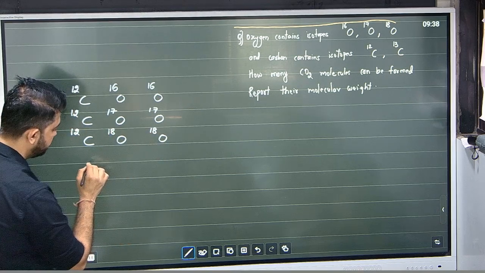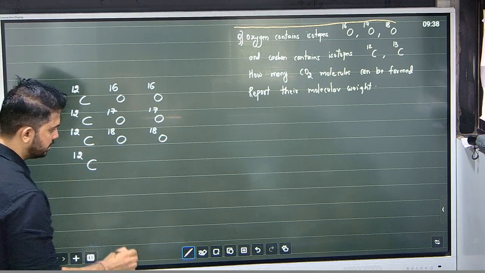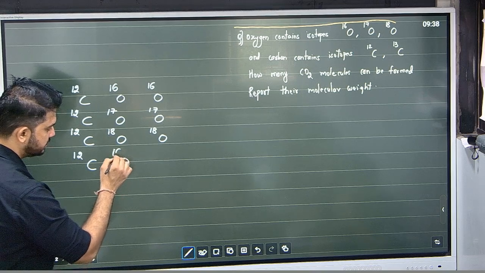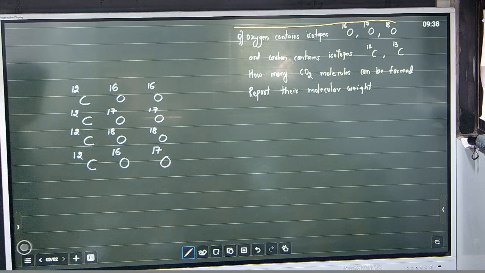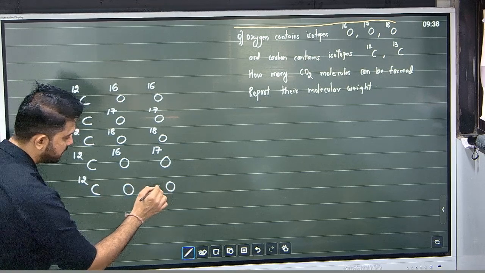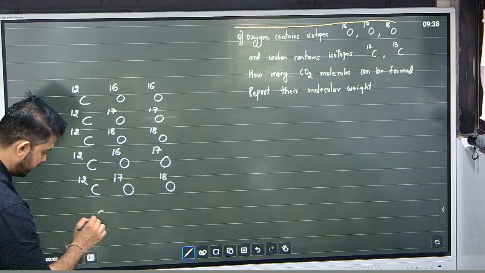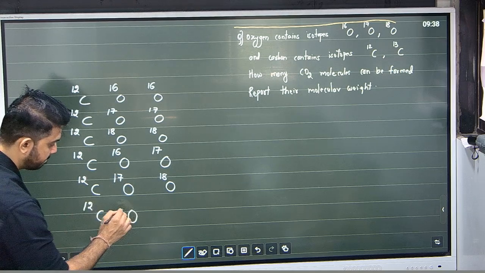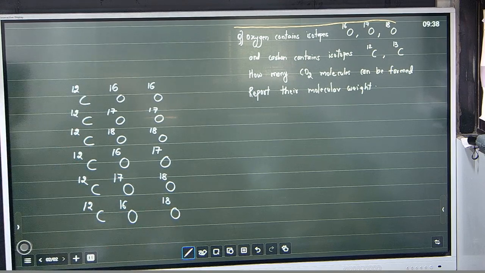Give me the next combination. I can have carbon 12, oxygen 16 and oxygen 17. Then I can have carbon 12, oxygen 17 and oxygen 18. I can again have carbon 12, oxygen 16, but now with oxygen 18. So with C12, only these combinations are possible.